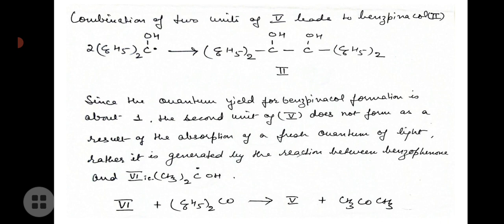Now we can see here that the combination of two units of fifth, that is diphenyl hydroxymethyl radical, leads to benzpinacol, second. Since the quantum yield for benzpinacol formation is about 1, the second unit of fifth does not form as a result of the absorption of a fresh quantum of light. Rather, it is generated by the reaction between benzophenone and sixth, that is acetone ketyl. Here you can see the reaction: acetone ketyl plus benzophenone gives diphenyl hydroxymethyl radical plus acetone.